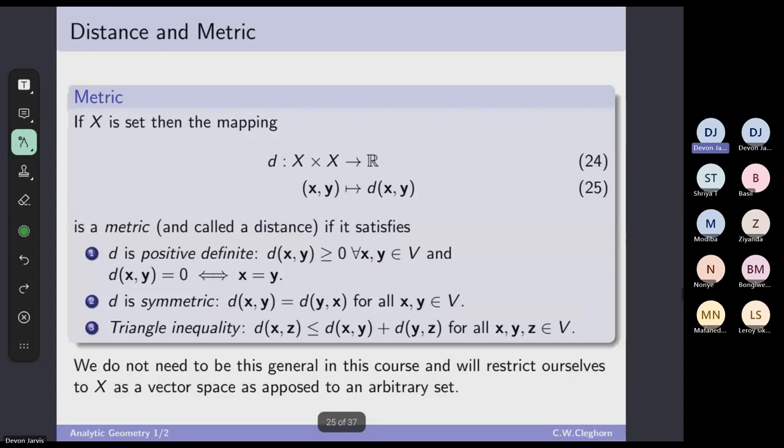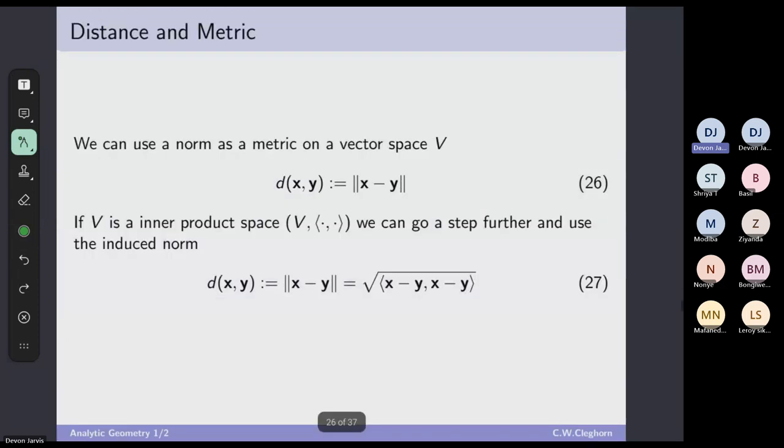This metric tells you the relationship between two vectors, but again, it's also going to use an inner product. We do not need to be this general in this course, and we restrict ourselves to X being vector spaces as opposed to arbitrary sets. That's a more restricted definition. But for example, we can use a norm as a metric on a vector space. The way we do that is to first take X minus Y and then just apply the norm. That then gives us a distance.